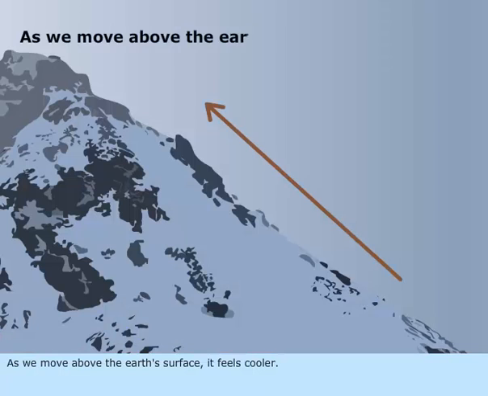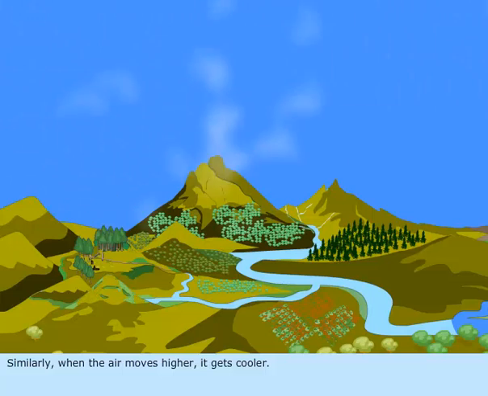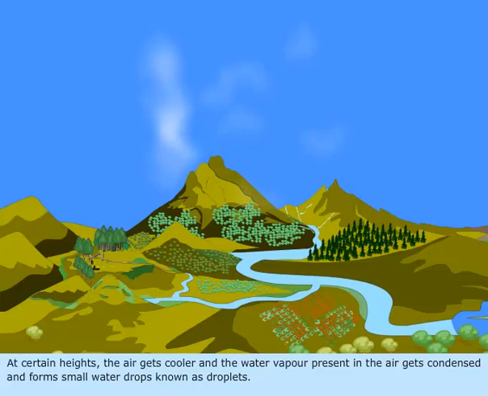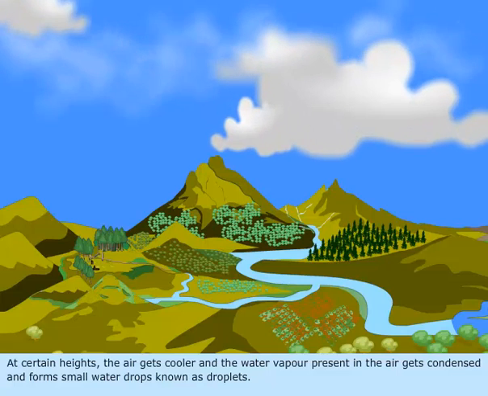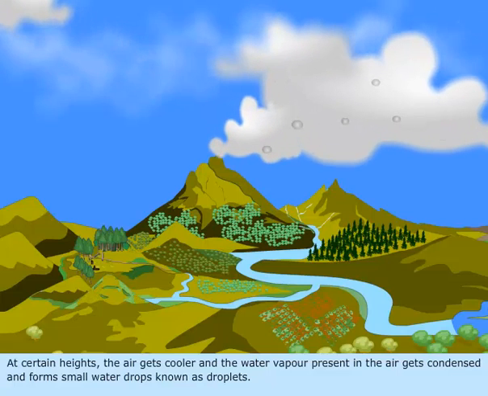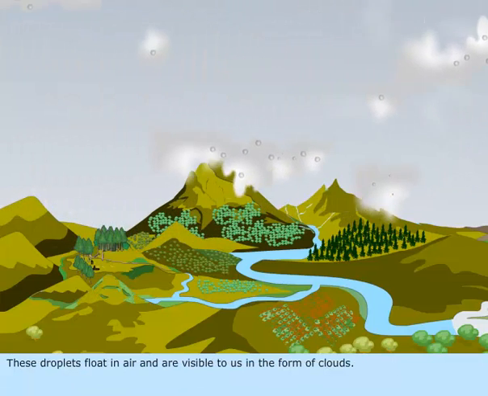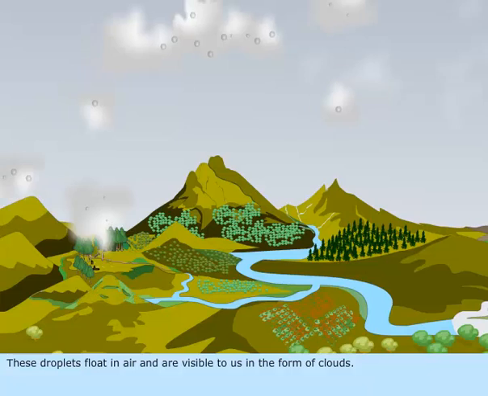As we move above the Earth's surface, it feels cooler. Similarly, when the air moves higher, it gets cooler. At certain heights, the air gets cooler and the water vapor present in the air gets condensed and forms small water drops known as droplets. These droplets float in the air and are visible to us in the form of clouds.